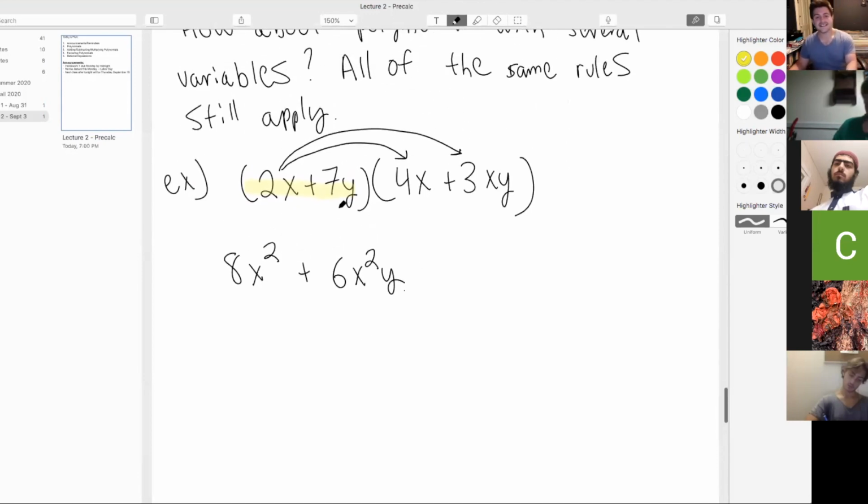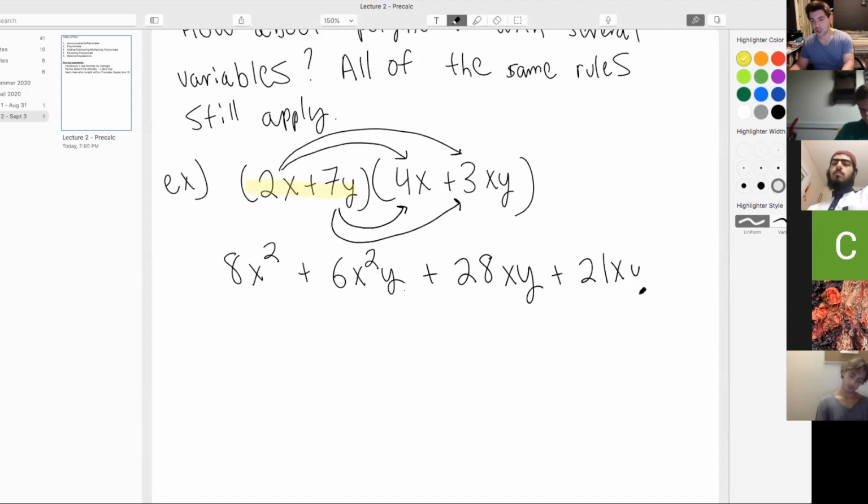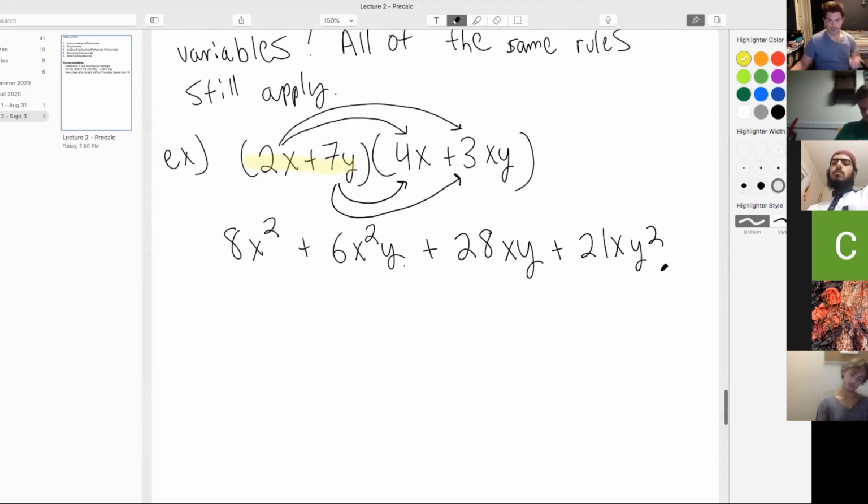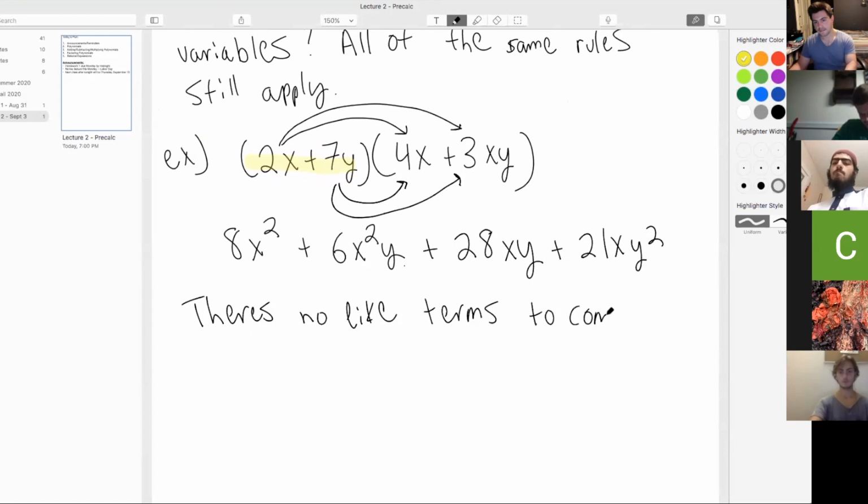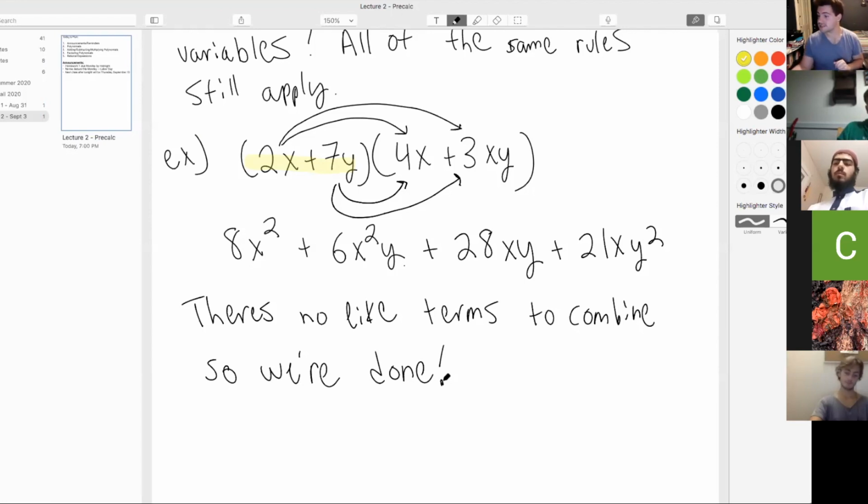Next, 7y multiplied by 4x. That will be 28xy. And lastly, 7y multiplied by 3xy. That will be 21xy squared. There's no like terms to combine, so we're done. So that's that. Same deal, just with two variables instead of one.